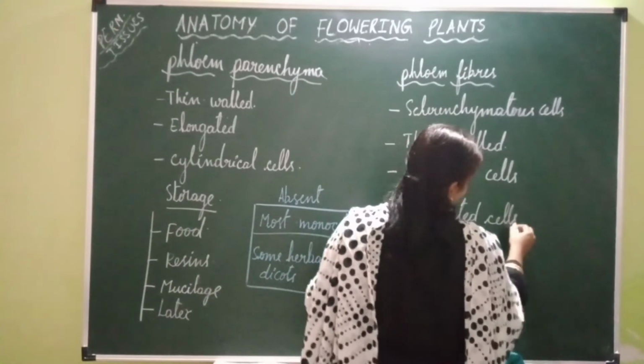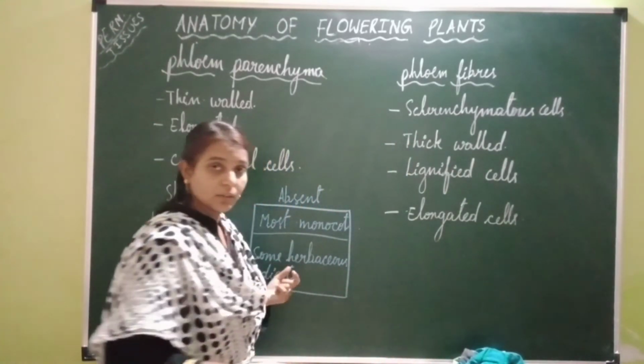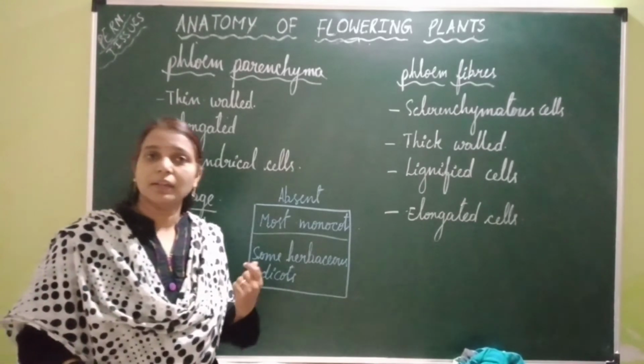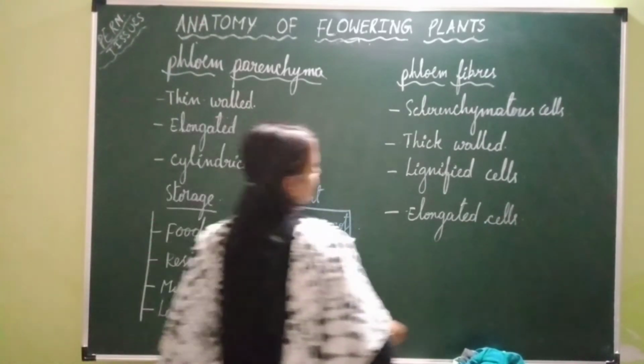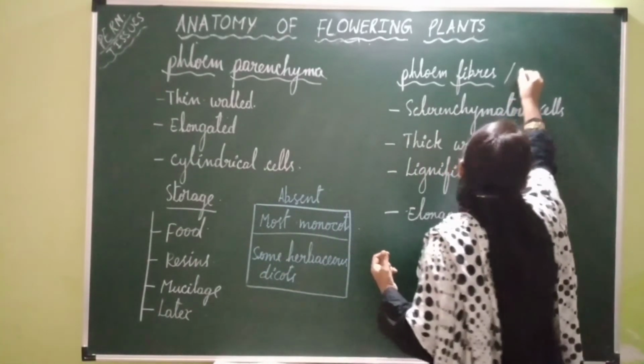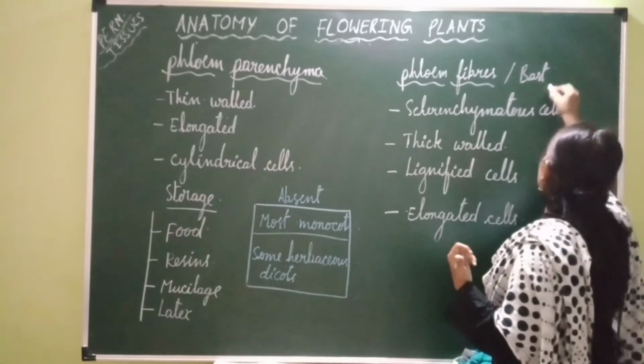Phloem fibers are also called bast fibers. The other name of phloem is bast. So bast fibers of some plants are economically important. They are commercially important.